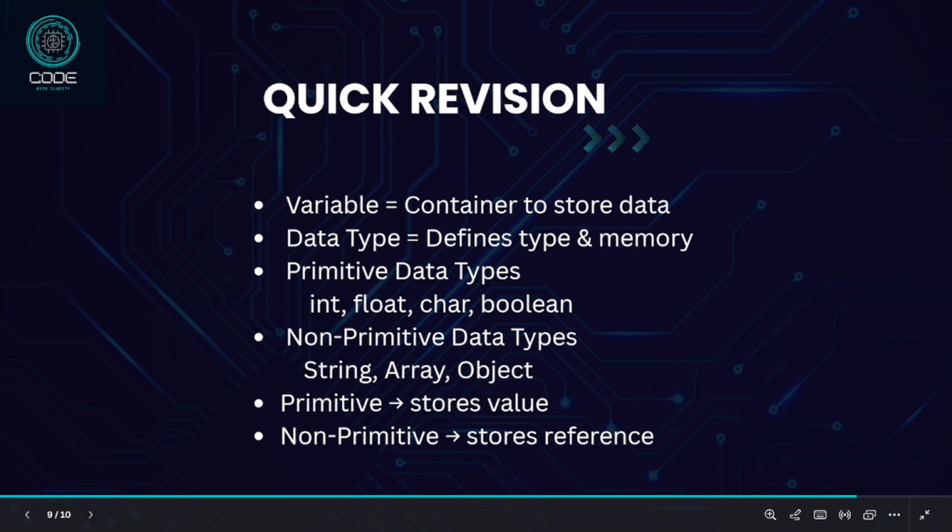Second category है non-primitive data types. These include string, array and object. Non-primitive types do not store the value directly. Instead, they store a reference to a memory location. So remember this golden difference. Primitive stores values, non-primitive stores reference. Reference क्या है वो आपको धीरे-धीरे ध्यान में आ जाएगा. If you understand this difference clearly, you have built a strong foundation in Java.